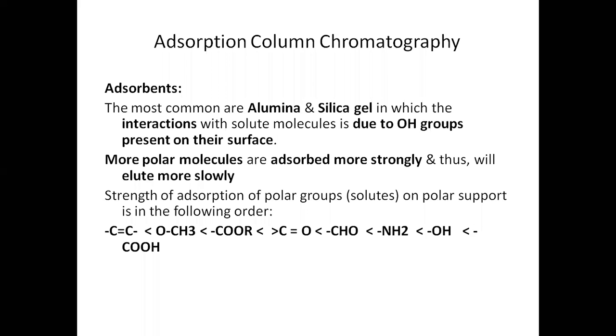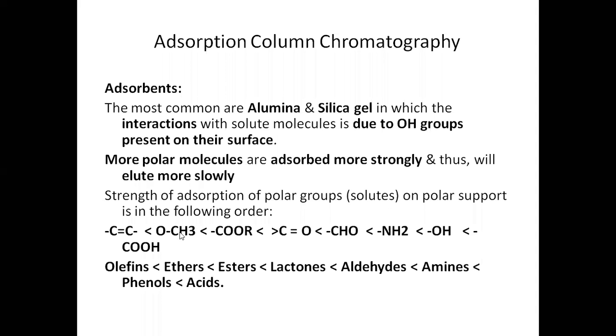So all the way from alkenes up to acids, we are seeing how the difference is there on the basis of polarity. And of course, we have to choose a solvent in a similar fashion if we want to obtain a suitable kind of separation. So the order is olefins, then ethers, then esters, then lactones, then aldehydes, then amines, then phenols, and then finally acids. So this is the final arrangement, arranged according to the strength of adsorption of polar groups.